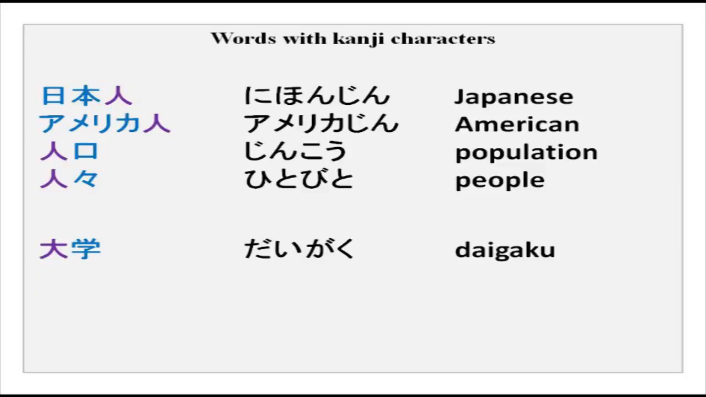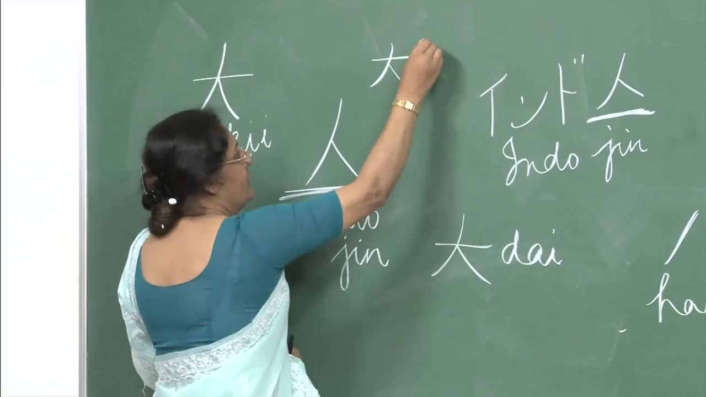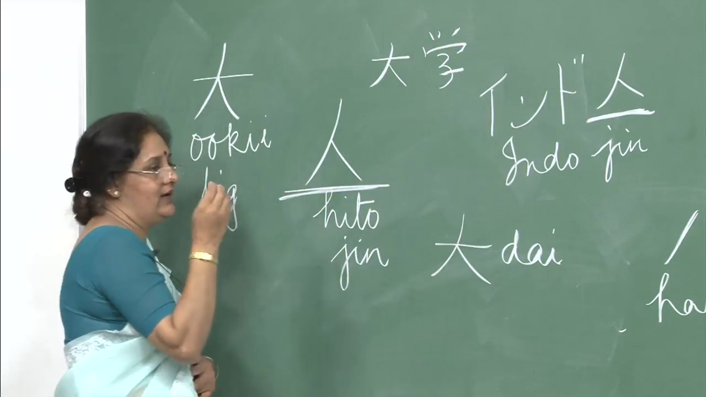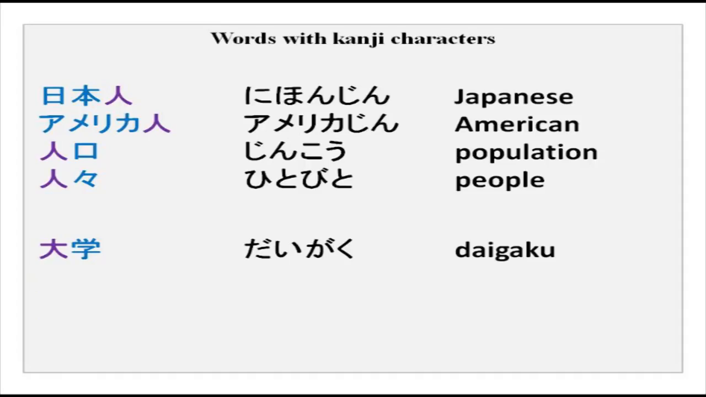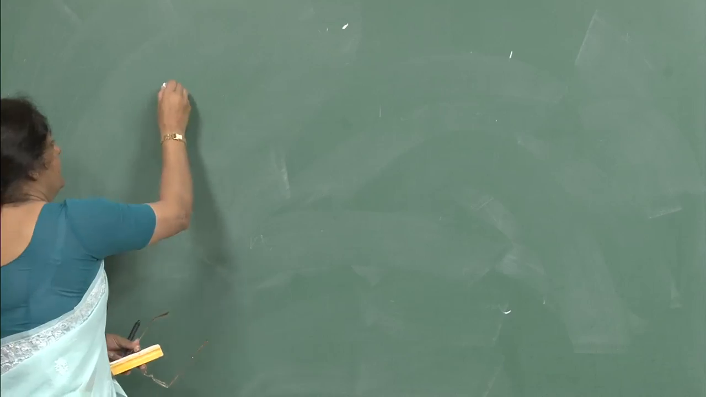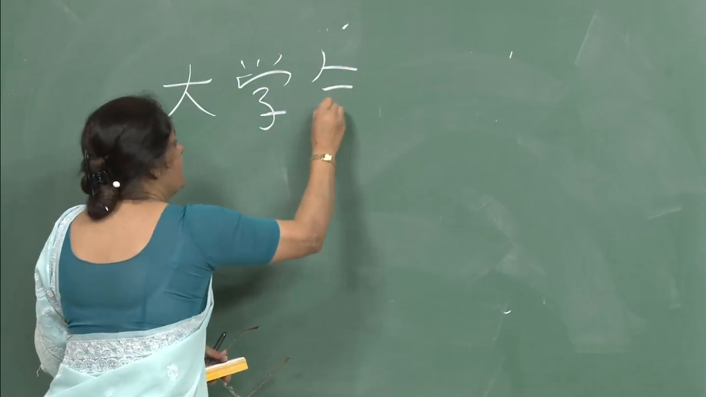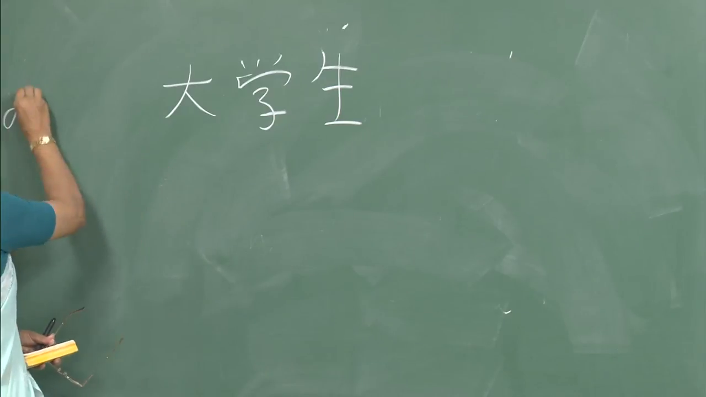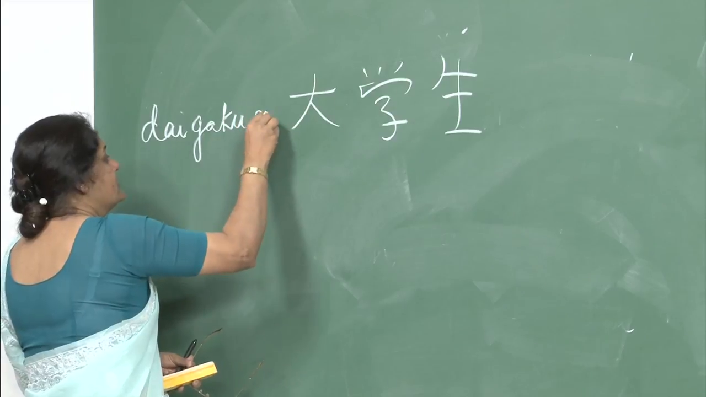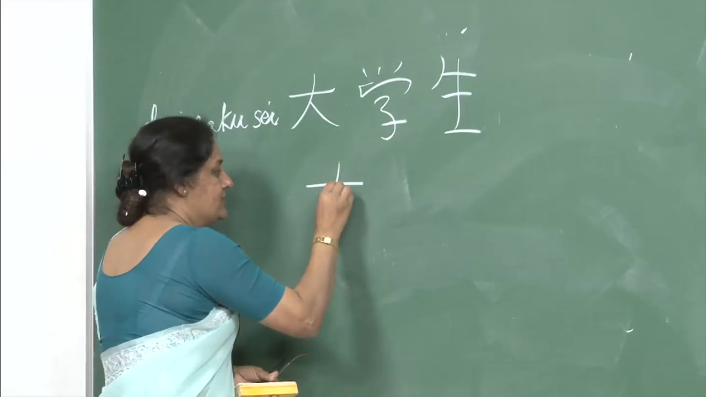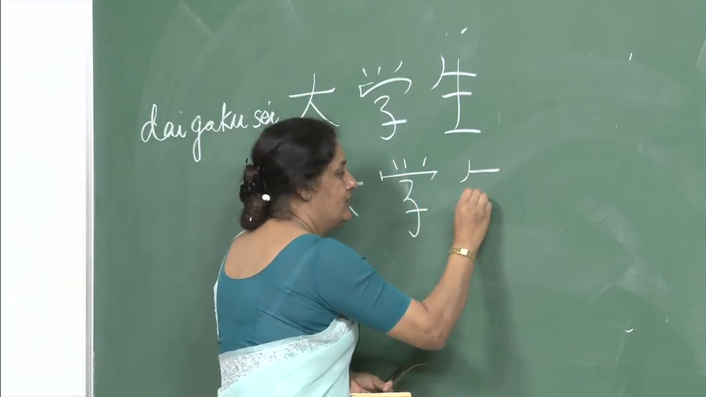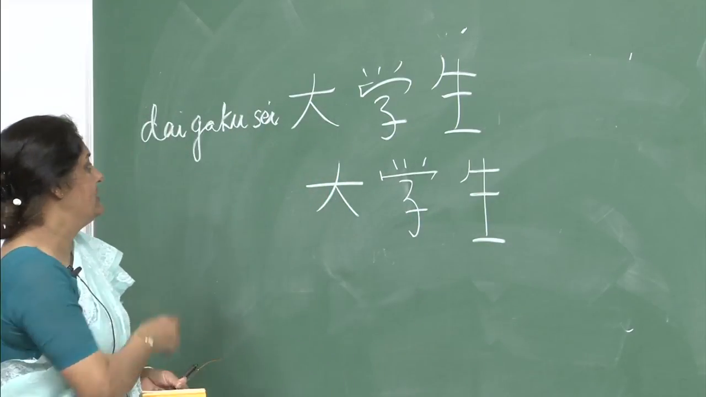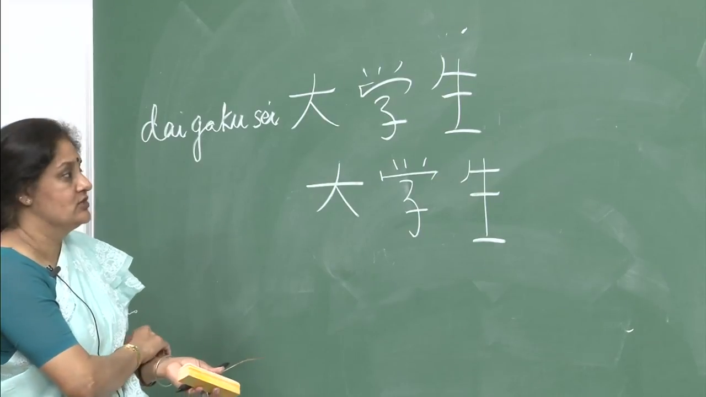We have some words with dai as well for you. Dai gaku. Dai means big and gaku means seat of learning, place of learning. So dai gaku is a big place of learning, which would be a university. Then dai gaku sei. Dai gaku sei means a university graduate student, a graduate student or a university student.